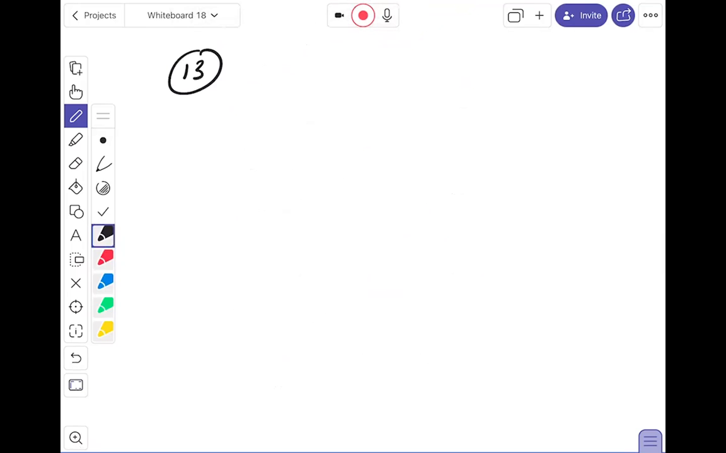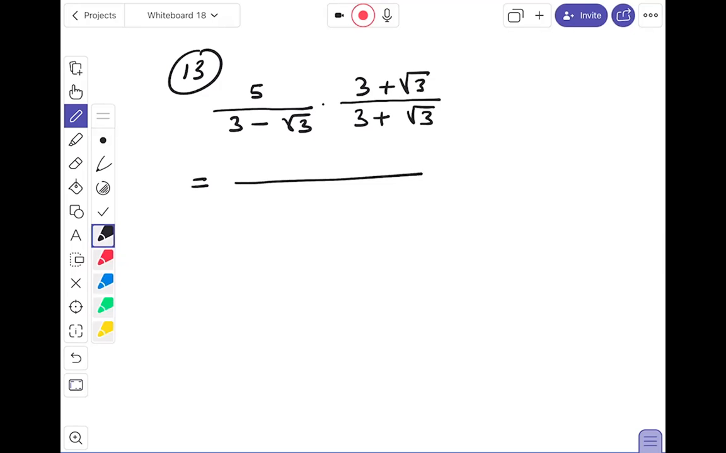And what do you see for 13? 5 over 3 minus root 3. Again, I'm going to multiply the top and the bottom by the bottom's conjugate. What's the bottom's conjugate? 3 plus root 3. When you get there, let's do the top first. 5 times 3 is 15 plus 5 times root 3. What do you get on the bottom? 3 times 3 is 9 plus 3 root 3's.